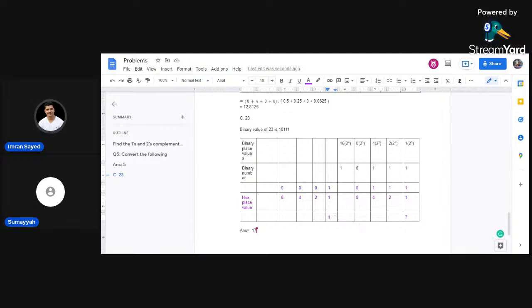Perfect. So I think that's all. That's about it. I think we can skip the others. They are also very similar to what we have solved. We've solved at least one example of that.